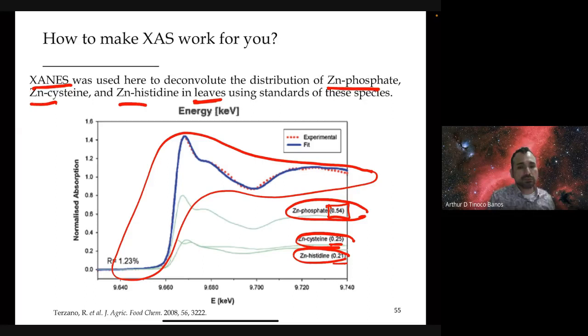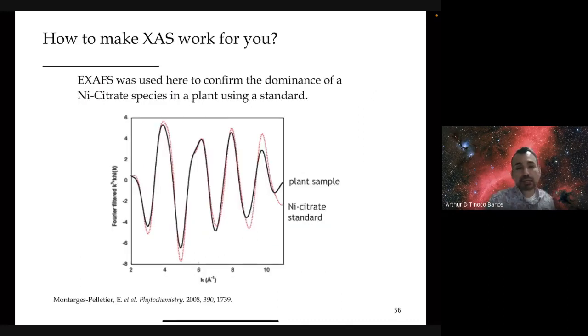And they have to look into that particular reference. But they use standards, and the standards will help them to be able to fit the data, okay? And they were able to determine roughly how much of these species existed in there. It is a model, right? It does not mean that this is 100% the case, but it is suggestive of what is present in that particular species. Here we see XAFS being performed in a very similar fashion.